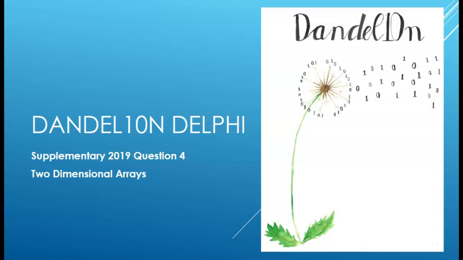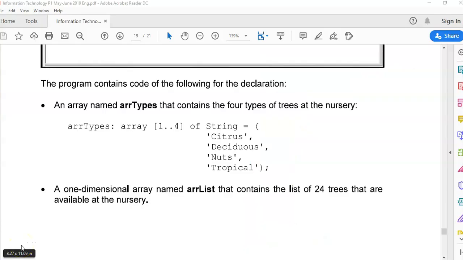This is only for you as we are dealing with two-dimensional arrays today in the Supplementary 2019 question 4. So before we tackle this question, we need to see what values were given.